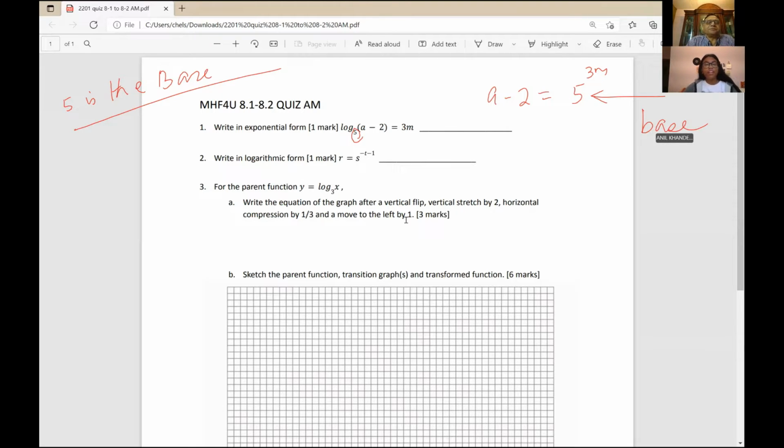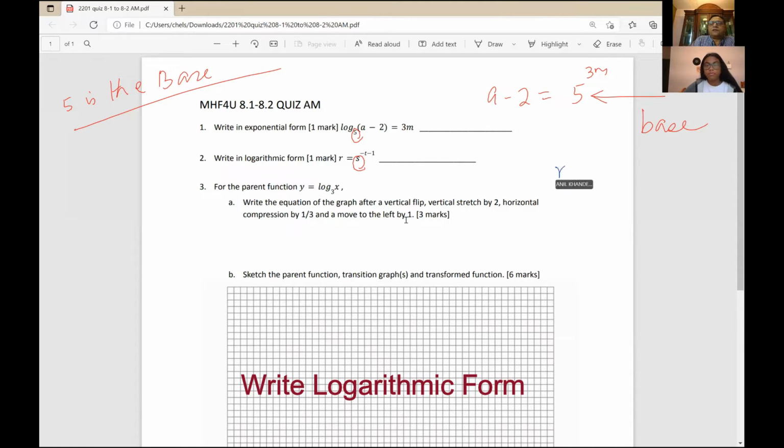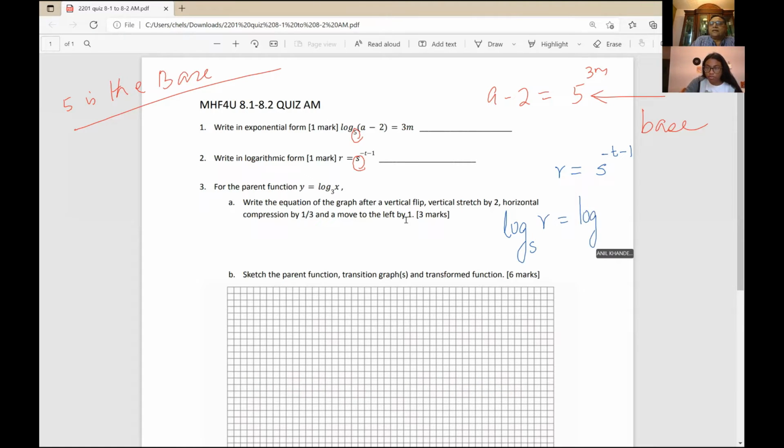Question number 2. Write in logarithmic form r equals s to the power of negative t minus 1. Okay. Now in this case, you have to maintain the base. What is the base here? S is the base, right? Yeah. So you take log to the base s on both these sides. Let me show you this process because sometimes it is a confusion. So I'm writing this equation first. R equals s to the power of minus t minus 1. So I'm taking log both sides, log, but with the base s. You understand? Base is s. And both sides. So log to the base s of s to the power of minus t minus 1.